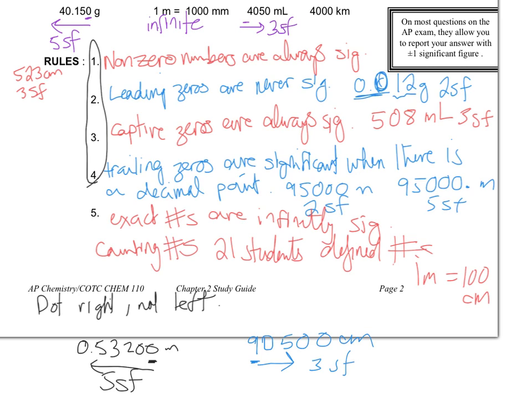Last number there is 4,000 kilometers. That does not have a dot, so I'm going to start from the left, and that's where I stop. There are no other non-zero digits, so that is only one sig fig. If you do it with those rules 1 through 4, you'd still get the same answer.